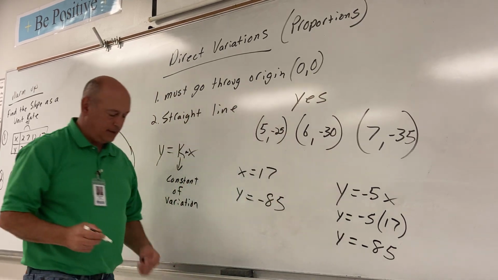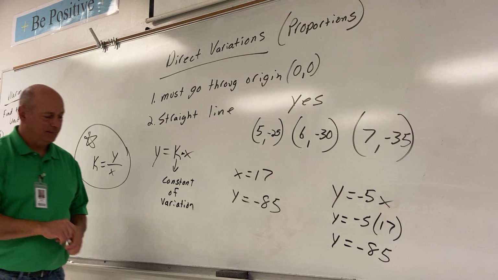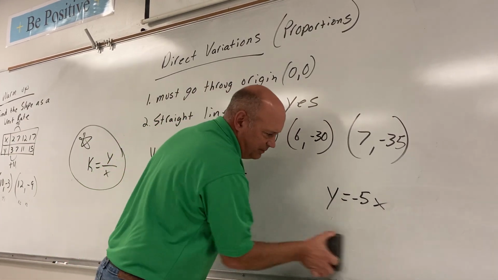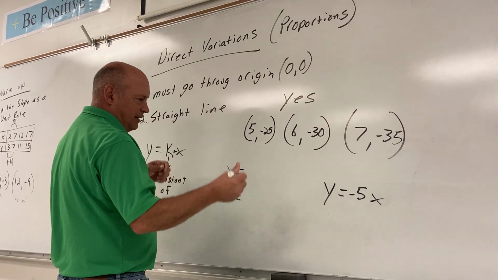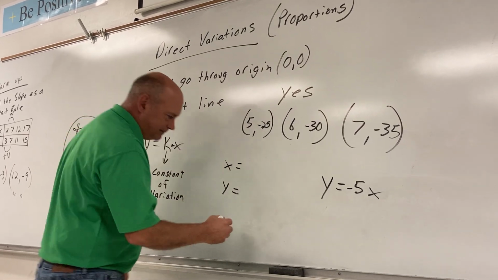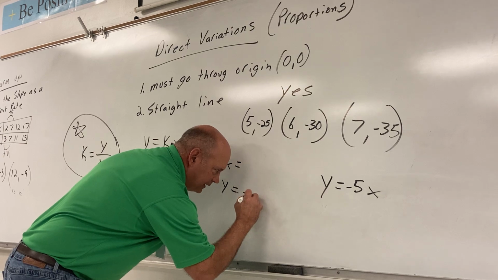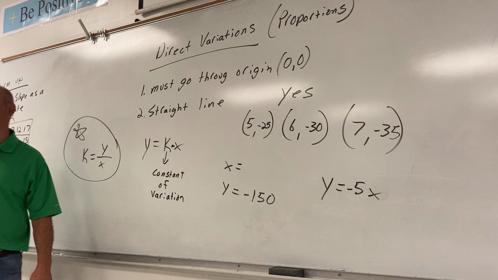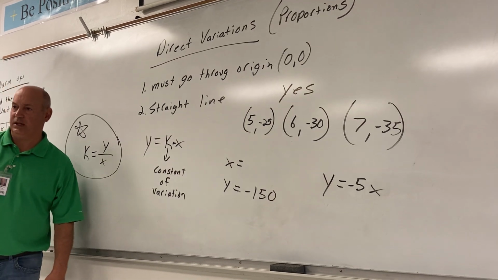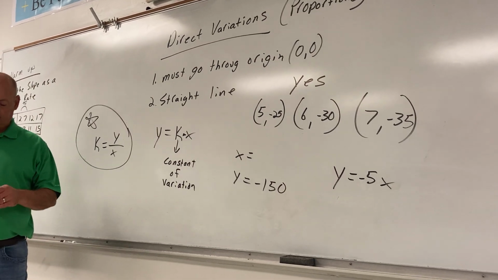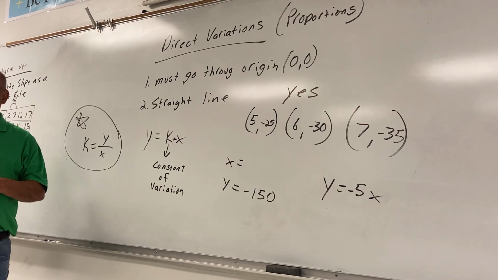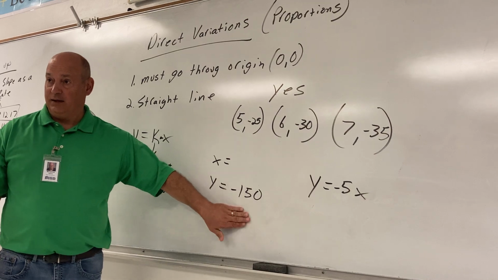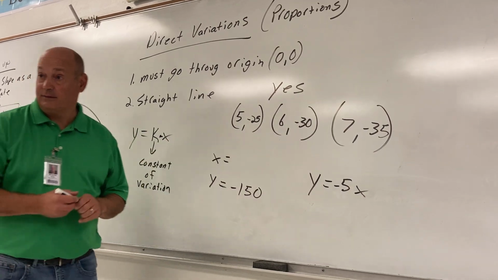Questions? All right, one more, then we're done. What if they didn't give me x, they gave me y? If y is negative 150, how could we figure out what in the world x would be? Angel. Don't you divide negative 5? Yeah, you would need to divide negative 150 by negative 5.